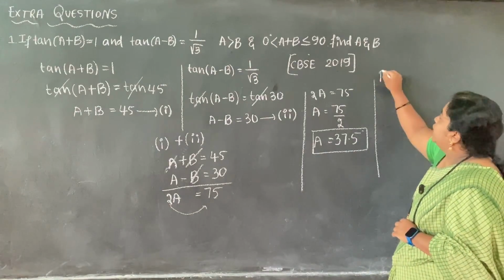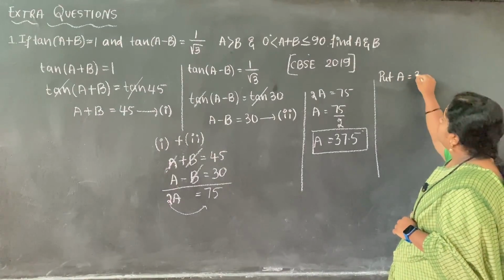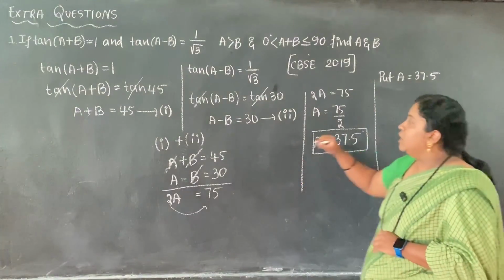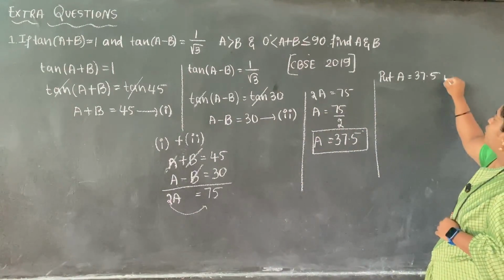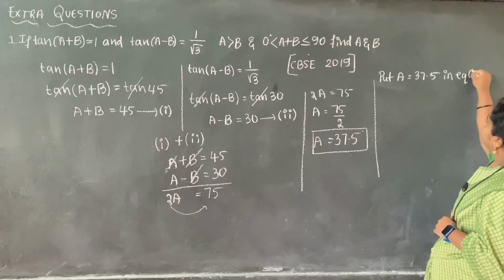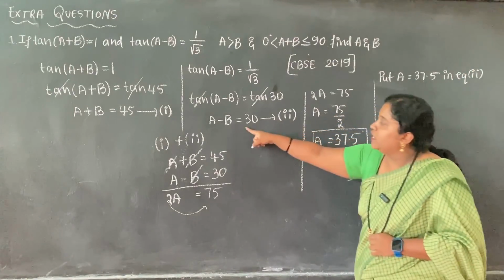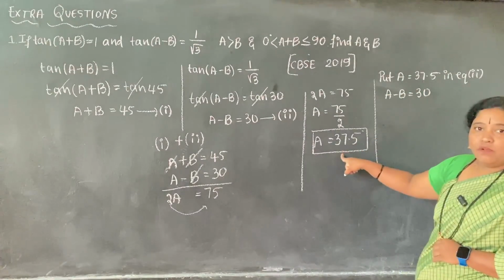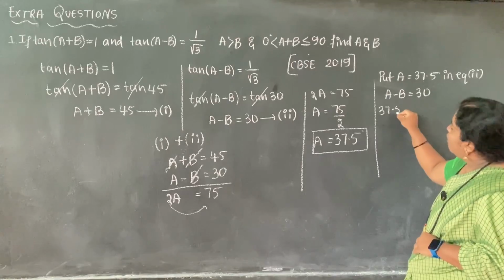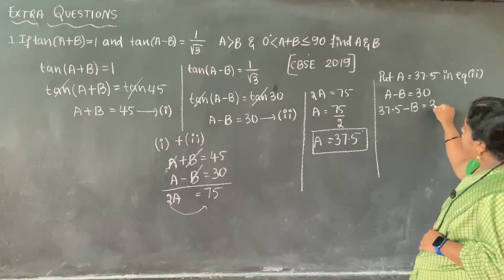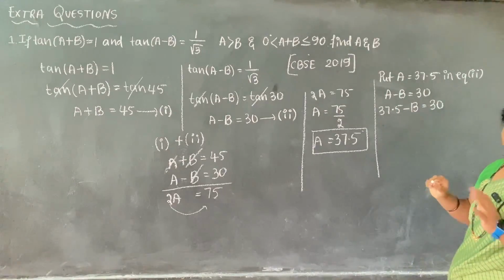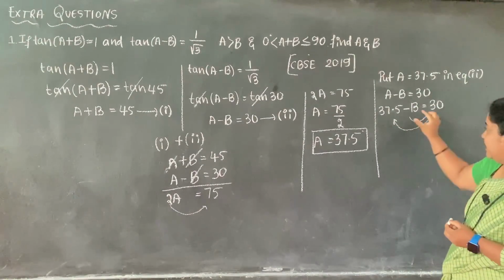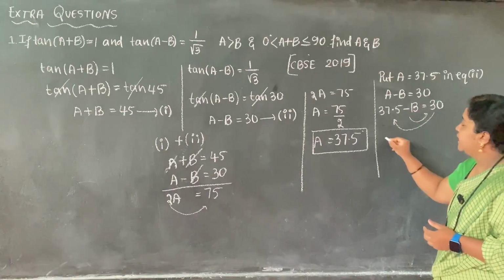What I do is put a is equal to 37.5 in any of the equations. I'll take equation 2 here. So put a is equal to 37.5 in equation 2. What is there in equation 2, dears? a minus b is equal to 30, where a is 37.5, so 37.5 minus b is equal to 30. To simplify this, I'll bring 30 to this side and b to this side. Why? Because b is negative, so to make it positive, I'm bringing it to the other side.